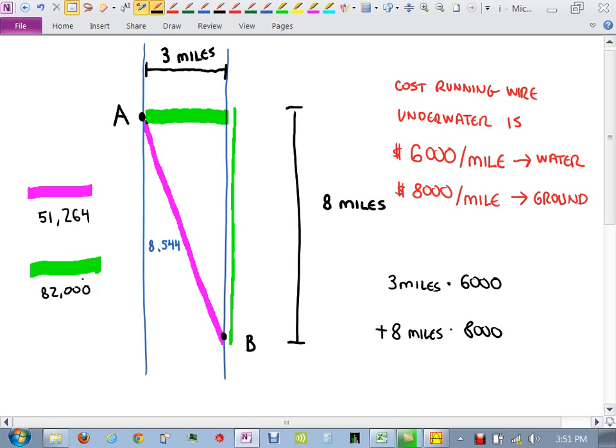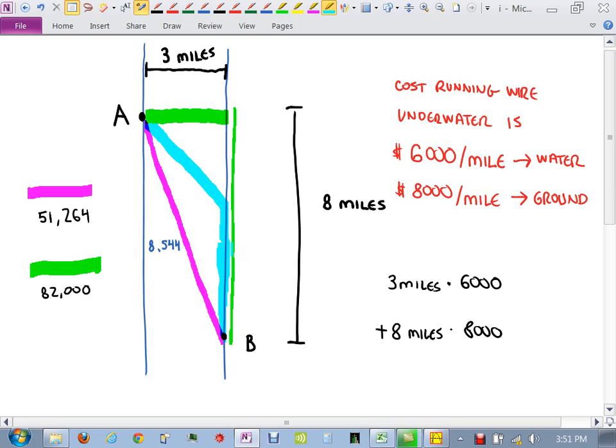But is there something in between those two that would be even better? Like maybe if we do a slight angle and we go across like this and then come the rest of the way on the ground, maybe that's cheaper. And it turns out there is a cheapest way to go. And it's something like that light blue. And believe it or not, it is the calculus problem that we just did. Okay? It's the problem we just did.